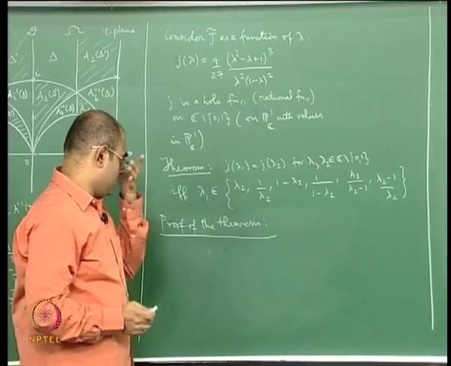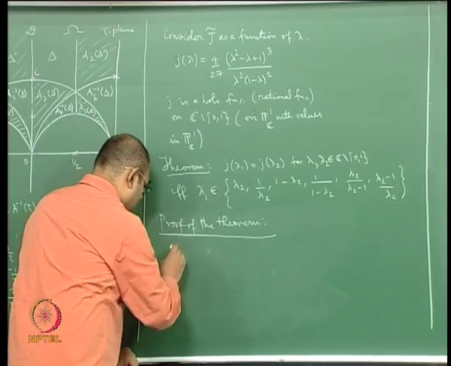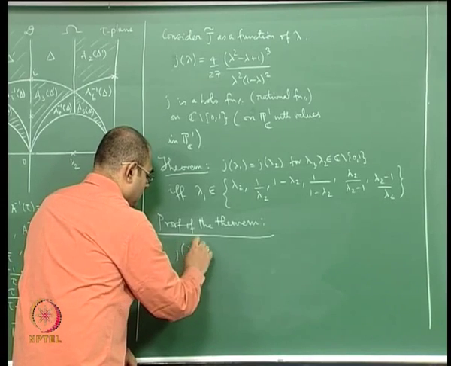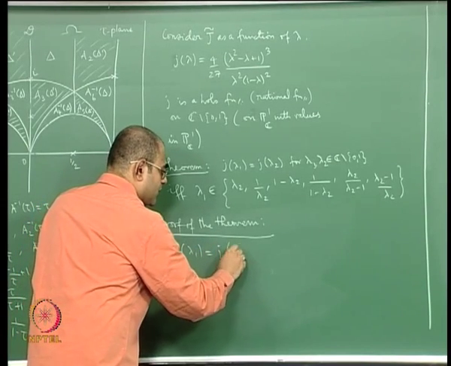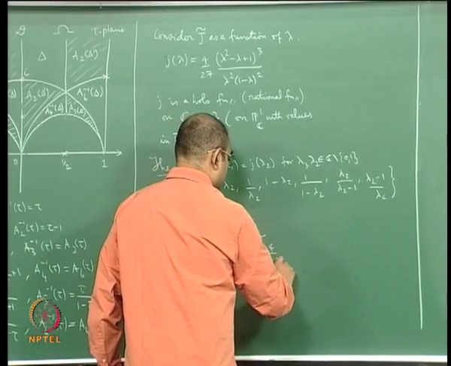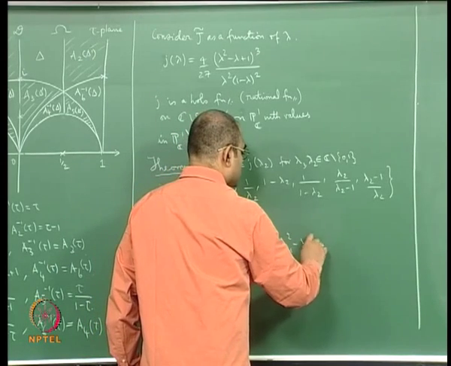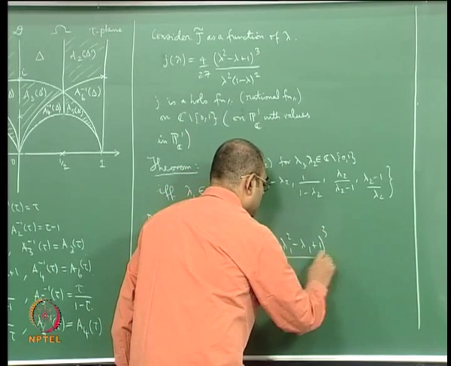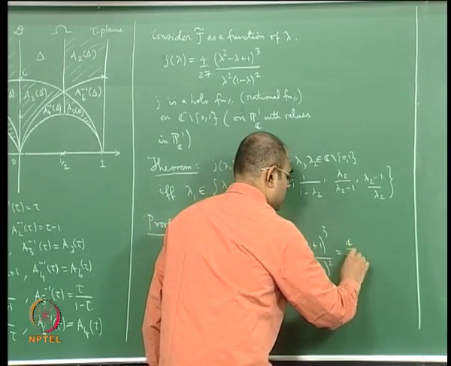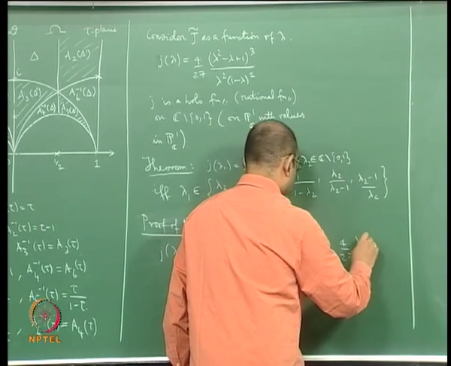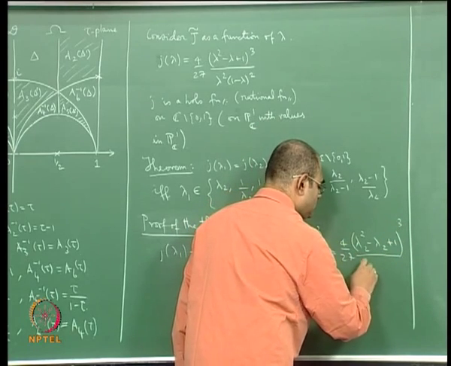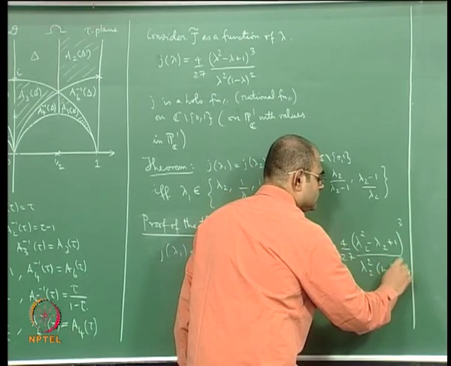Okay, so what I do is I start with, suppose I have j of lambda 1 is equal to small j of lambda 2. So what I will get is 4 by 27 times lambda 1 squared minus lambda 1 plus 1 the whole cube by lambda 1 squared into 1 minus lambda 1 the whole squared is equal to 4 by 27, the same expression with lambda 2. This is what I will get.